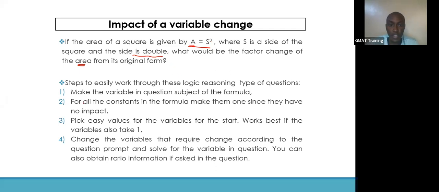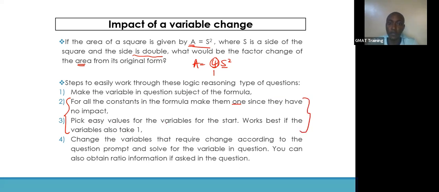So we have the second step. For all the constants in the formula, make them just 1, since they have no impact in the formula. If you have s squared in this case, if s changes and you had a factor left like 4s squared, and s changes, this 4 here doesn't have any impact, and therefore you can give it a 1 for a start. Then in this same step, combine these two steps together.